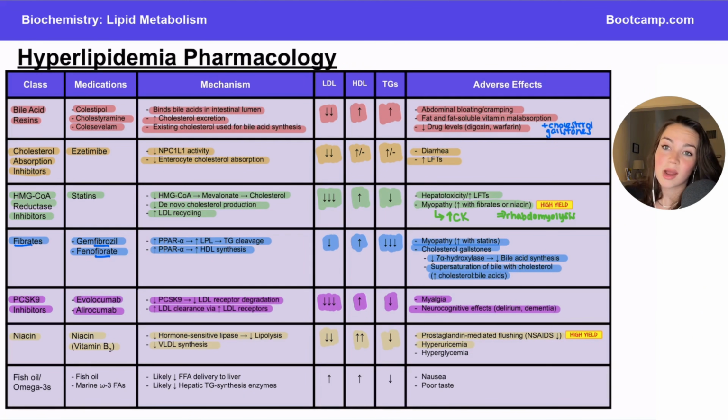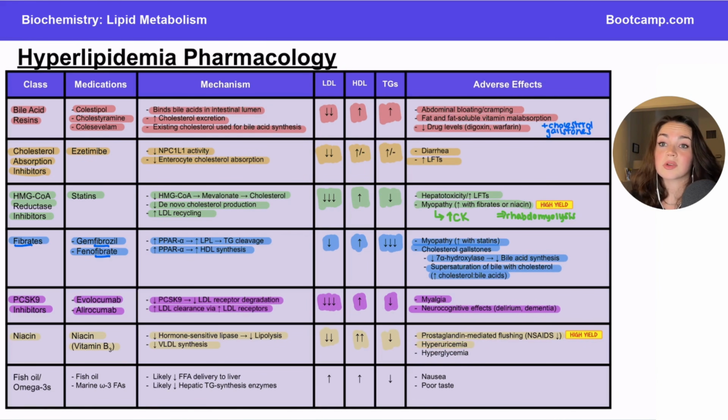So a vignette might describe this patient who was just started on a new cholesterol drug, and they probably won't tell you what it is, and then they'll describe that this patient gets very flushed and hot after they take this new drug. They might ask you what you should do about that, and the answer is to give them NSAIDs, because this flushing is prostaglandin mediated.